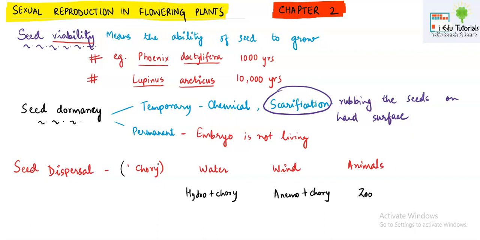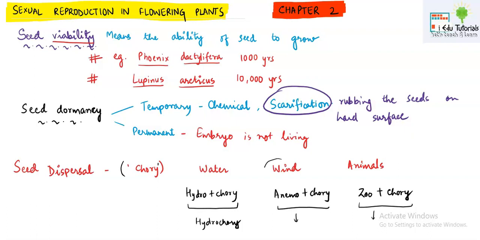For animals, we will use the word zoo and we will add query. So herein you will write in joint hydroquery. Now, how to define hydroquery? The dispersal of the seeds with the help of water is known as hydroquery. The dispersal of the seeds through wind is known as anemoquery. The dispersal of the seeds through animals is known as zooquery.